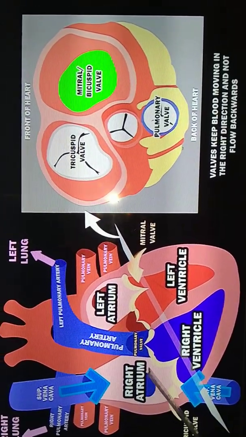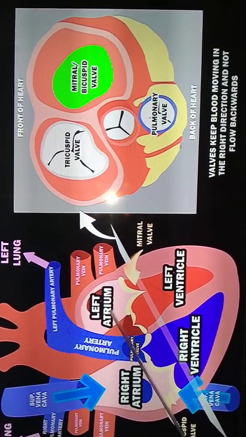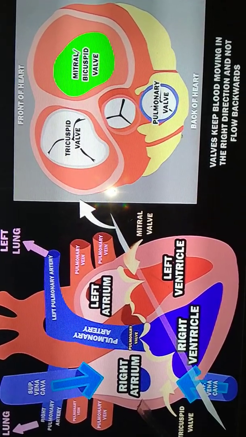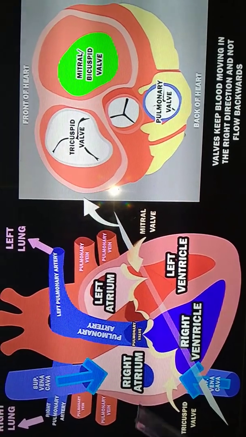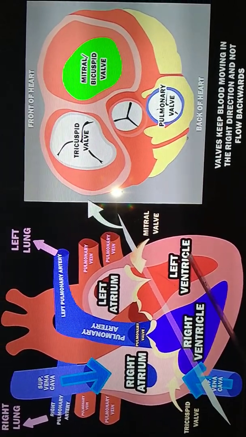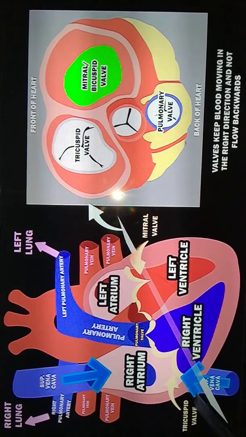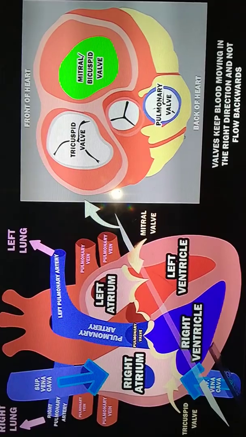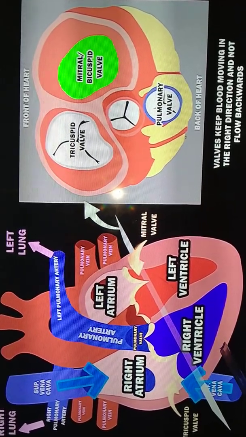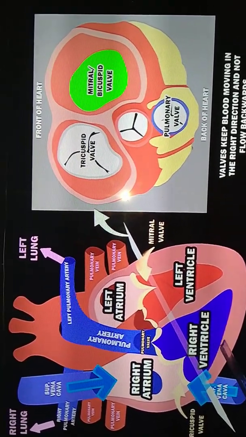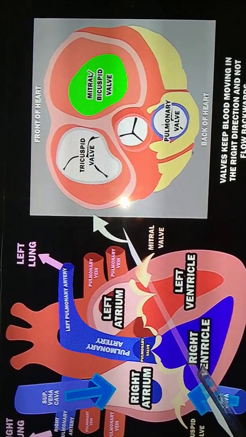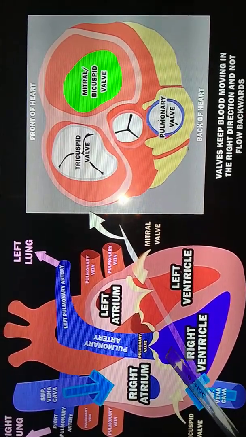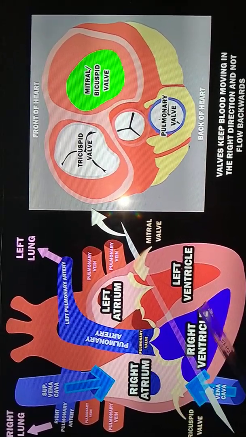Now, the upper left side chamber is called the left atrium and the upper right chamber is called the right atrium, and the lower left chamber is called the left ventricle, and the lower right chamber, you can see it, is called the right ventricle. The auricles and the ventricles have valves between them. Why are they having the valves? They control the flow of blood.